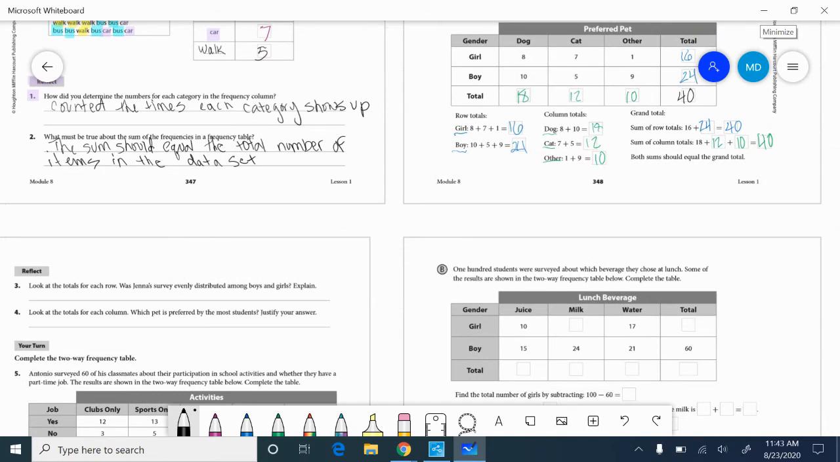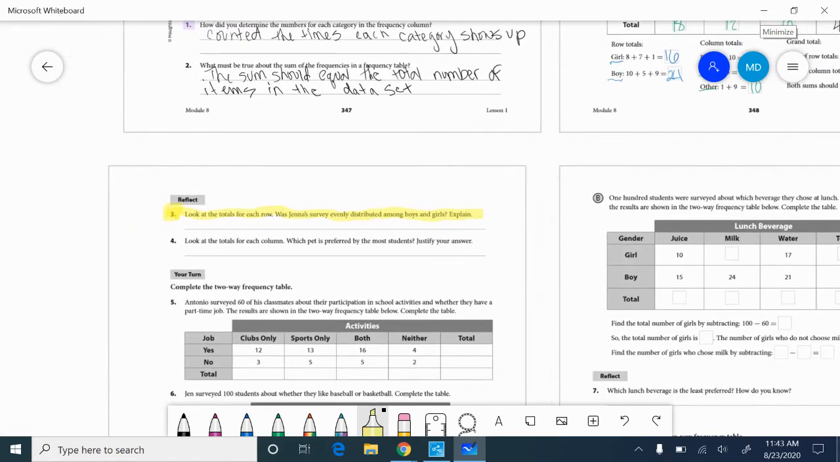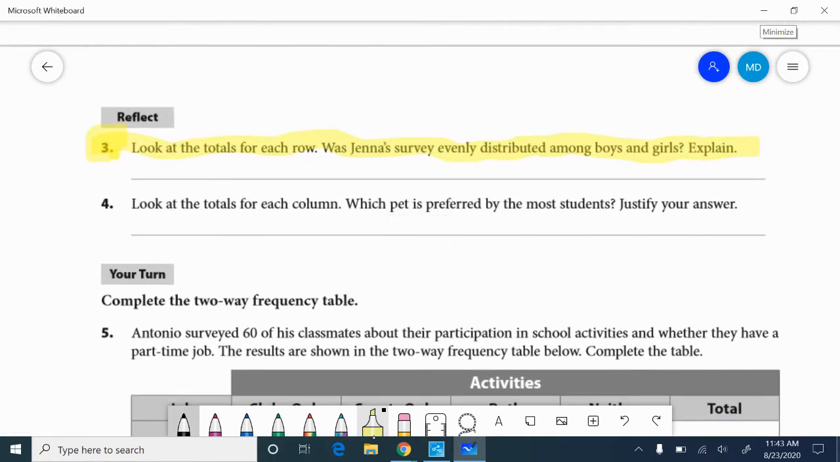Okay, so I am answering this question right here, number 3. Look at the totals for each row. Was Jenna's survey evenly distributed among boys and girls? Which means, did she ask the same number of boys and the same number of girls this question about pets? So if we come back to our table, she asked a total of 16 girls and a total of 24 boys. So that was not very evenly distributed. So what we're going to do is write that no.